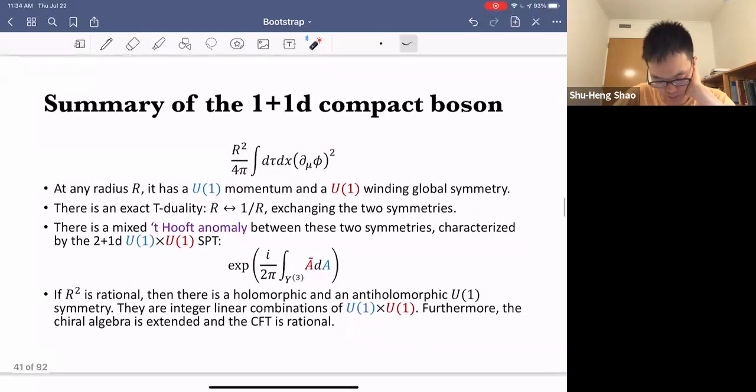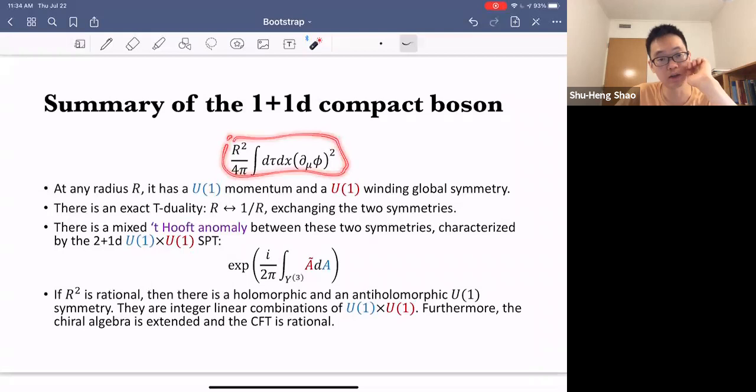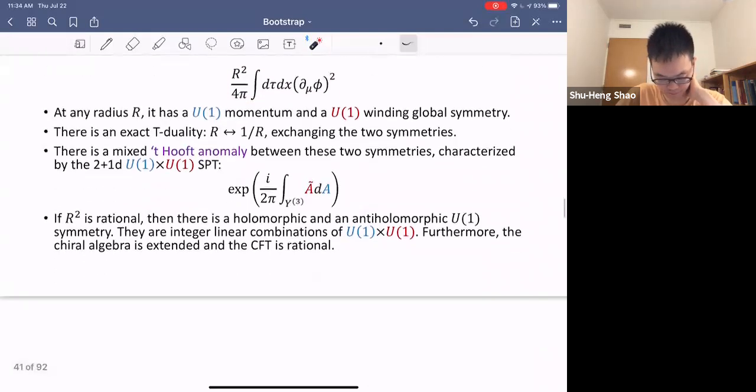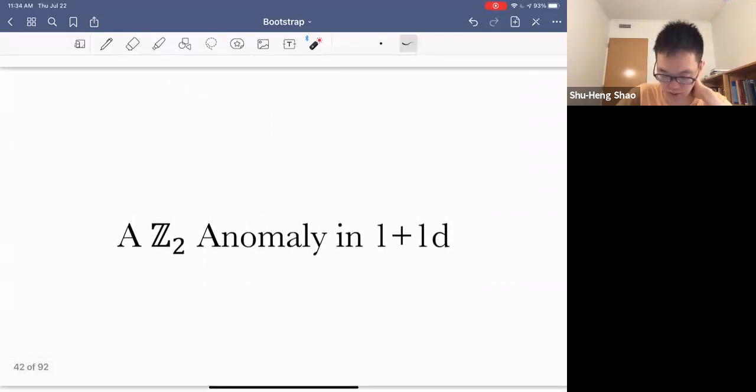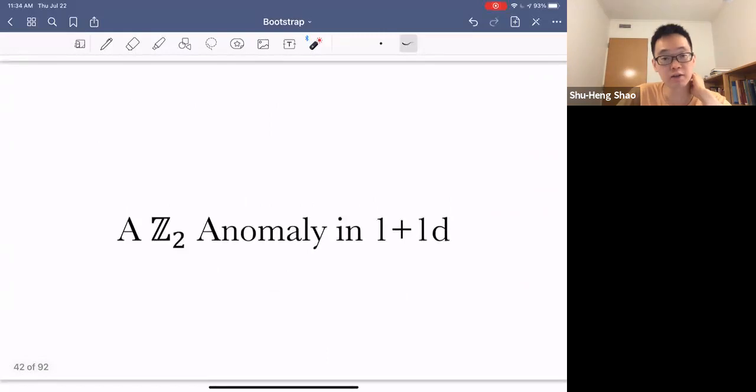At this point, let me also make a comment that, again, sometimes people say anomalies have to be related or tied to the presence of fermions. But here we see that even in a 1 plus 1D free boson theory, there's already a non-trivial anomaly. Okay, so before I move to a more subtle discrete anomaly, is there any other question?